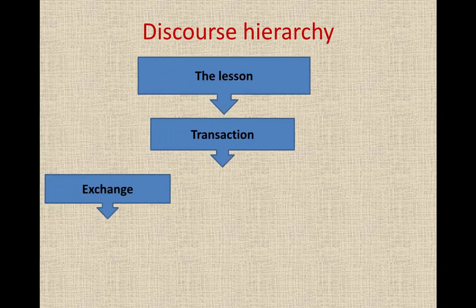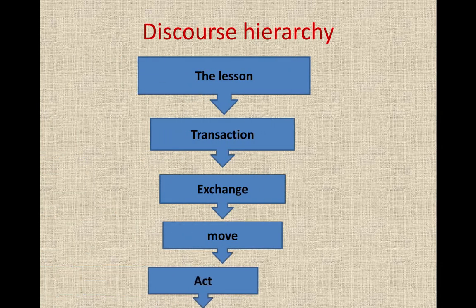And here we have a discourse hierarchy. We have five components. As we can see here, the act is the smallest discourse unit, whereas the lesson is the largest one. Between those components we have transactions. So there are many transactions within the lesson, and we have the exchange, which is mainly composed of the IRF structure, which is initiation, response, and feedback.